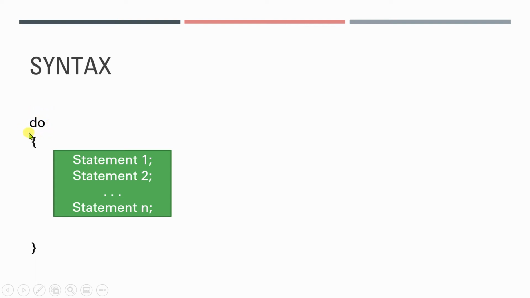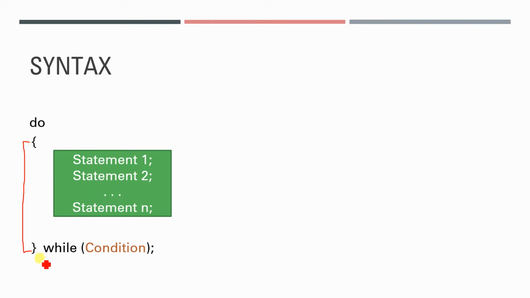You have to write the do keyword, then the body of the entire do while loop is enclosed within two curly braces. So this part from here to here, you can say that this is the body of the do while loop. Then you need to specify the condition. We know that to execute these statements multiple times, you need to have a condition. So until and unless that condition gets satisfied, these statements get executed.